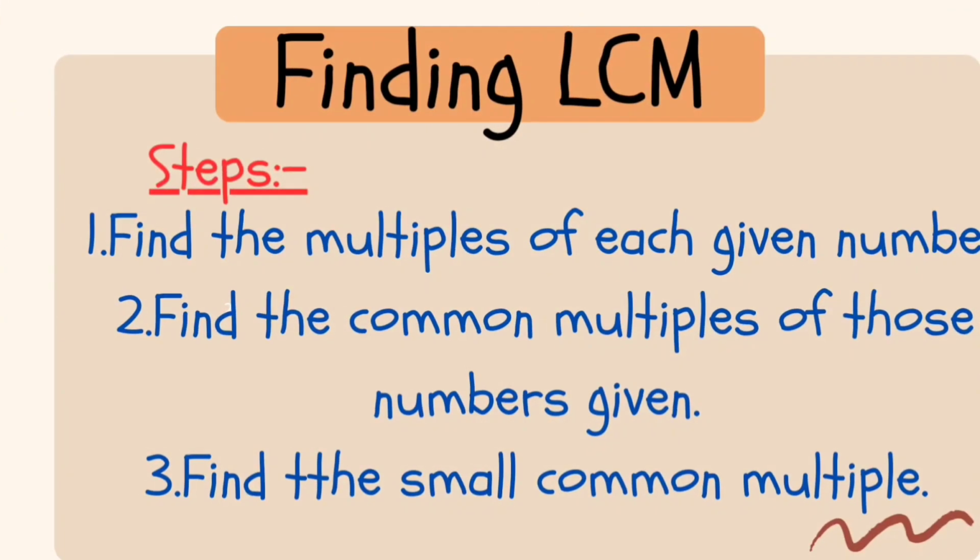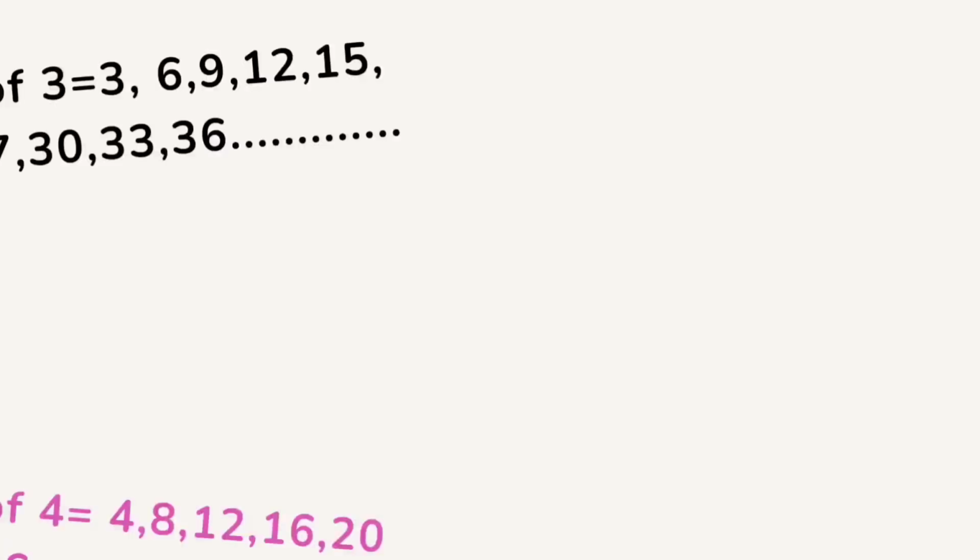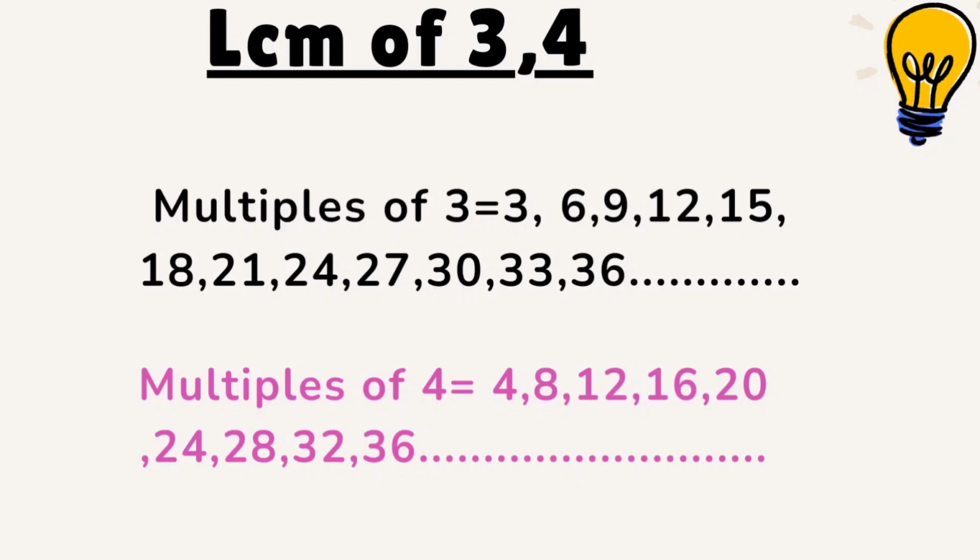Understand? Now know the magic of LCM. LCM पता है ना? Least common multiple. Common multiple जो सबसे छोटा हो. Steps to find LCM. Step 1. Find the multiples of each number given. Step 2. Find the common multiples of those numbers. Finally, step 3. Find the smallest common multiple. You can understand well with this example. Find LCM of 3 and 4.